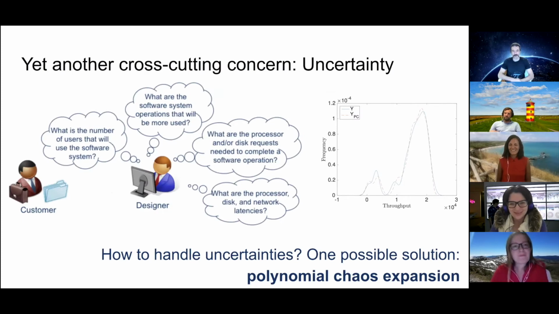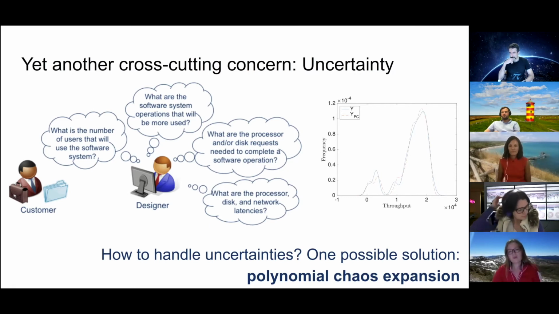Hi, everyone. As Katia mentioned, there's another issue that we have to deal with, and that has to do with uncertainty. At the architectural level, there are a lot of parameters that we do not know what their actual values will be when the system is implemented, such as, for example, the number of users that will use the software system, the software system operations that will be used, processor and disk requests needs, or for instance, the processor, disk, and network latencies. So all these uncertain parameters may affect performance. So one issue that we have to deal with is how to handle uncertainties.